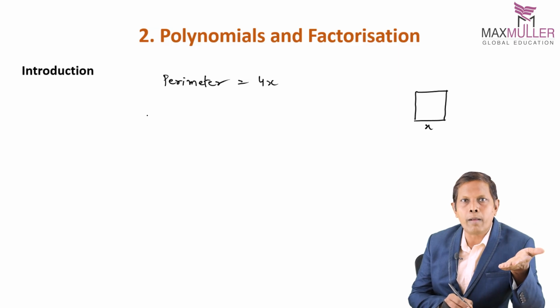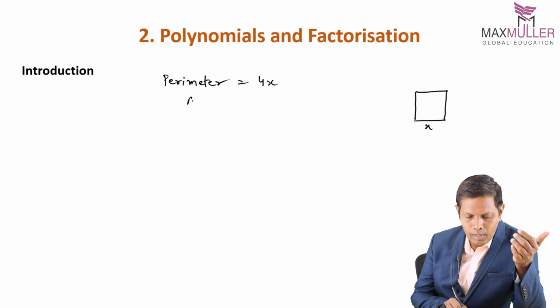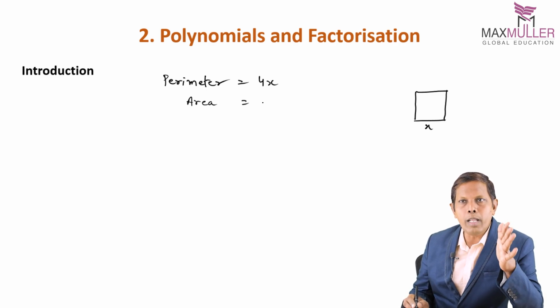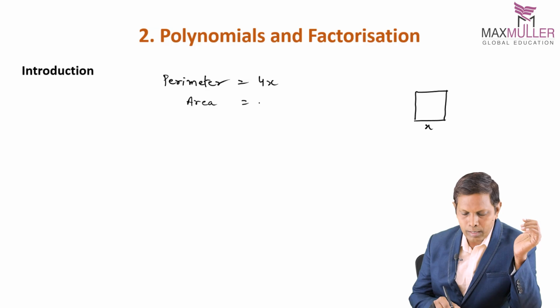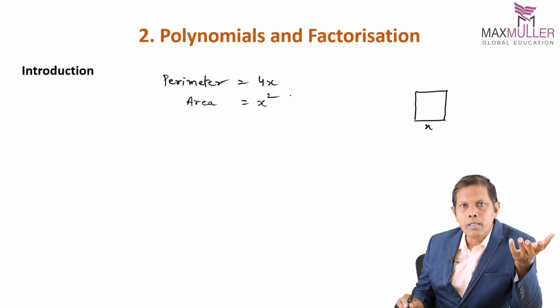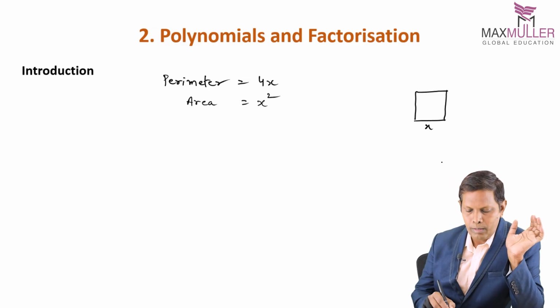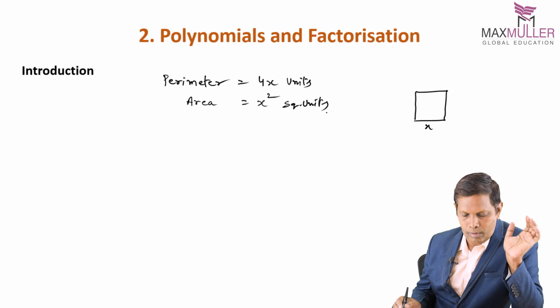Next, you have to find the area. Area is nothing but side into side. That means you can write x square. Here I am taking the side as x units, so the area is in square units.